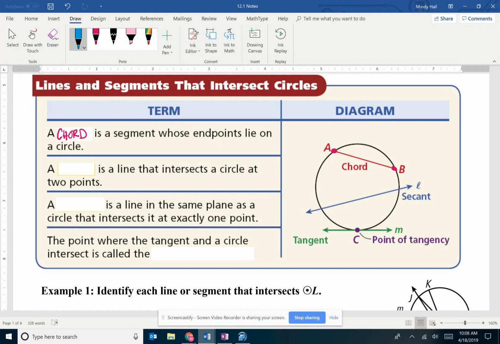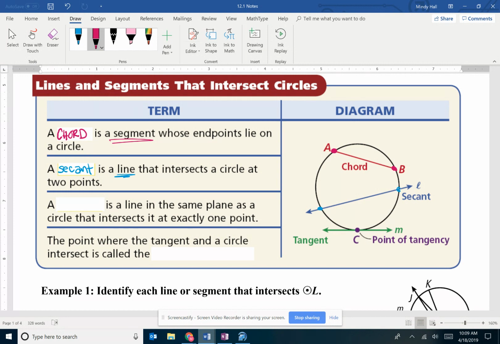A secant is a line, touched it with my hand, is a line that intersects a circle at 2 points. So if you notice with this secant, it intersects at those 2 points and it keeps going. The main part is that it's a line. With a chord, it's a segment. So there are going to be times where you have chords inside of secants, depending on what you're given, because we can't identify chords without having letters for that intersection.